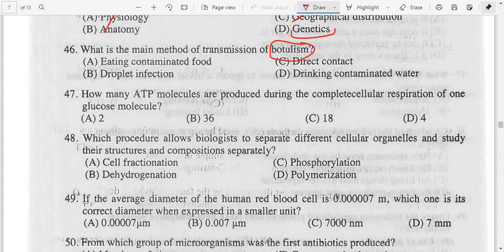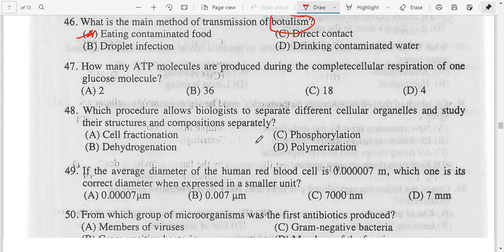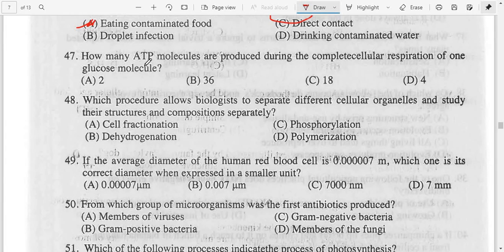What is the main method of transmission of botulism? Okay. Botulism is a type of bacteria, anaerobic bacteria. It grows on food, so it's eating contaminated food. Foodborne disease, no. Okay, how many ATP molecules are produced during a complete cellular respiration? It's 36. Aerobic molecule.